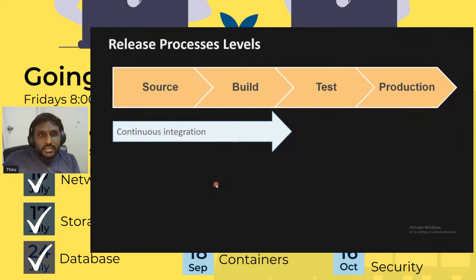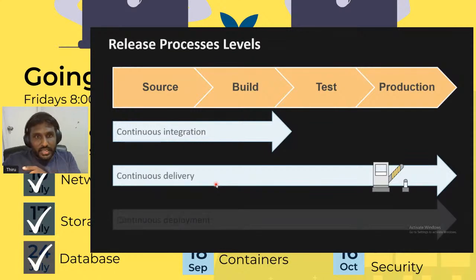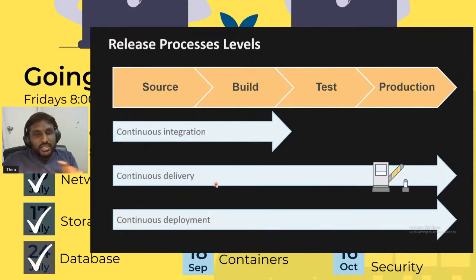So the continuous integration process starts from committing the code to source and then building it. This is CI. Continuous delivery goes from source all the way to production. And continuous deployment is beyond that.